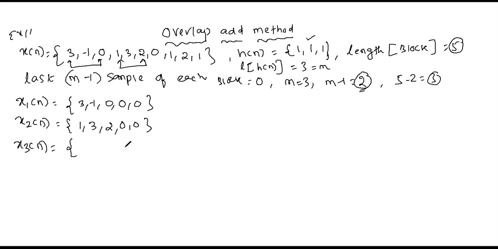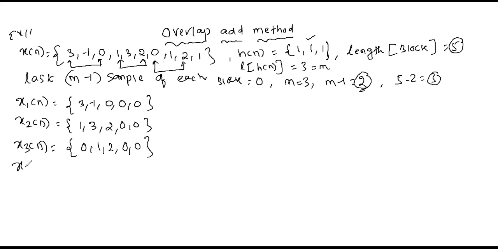x3(n) equals the last m minus 1 samples equal to 0. Then again, new 3 because the length of the block is 5, so 0, 1, 2. It's very clear: since the length of the block is 5, I am writing only 5. If the length of the block is 6, it is the same: last 2 samples equal 0. Instead of entering 3, you have to enter 4 sample values.